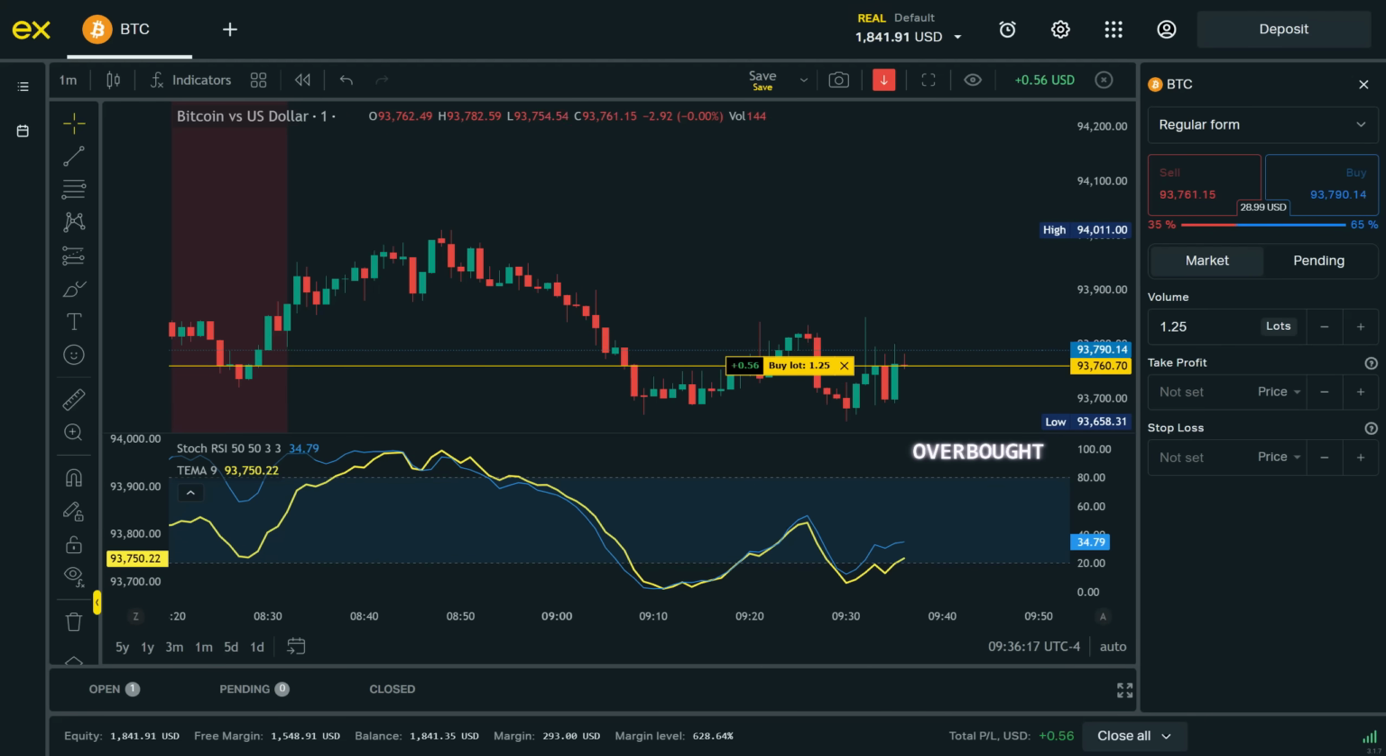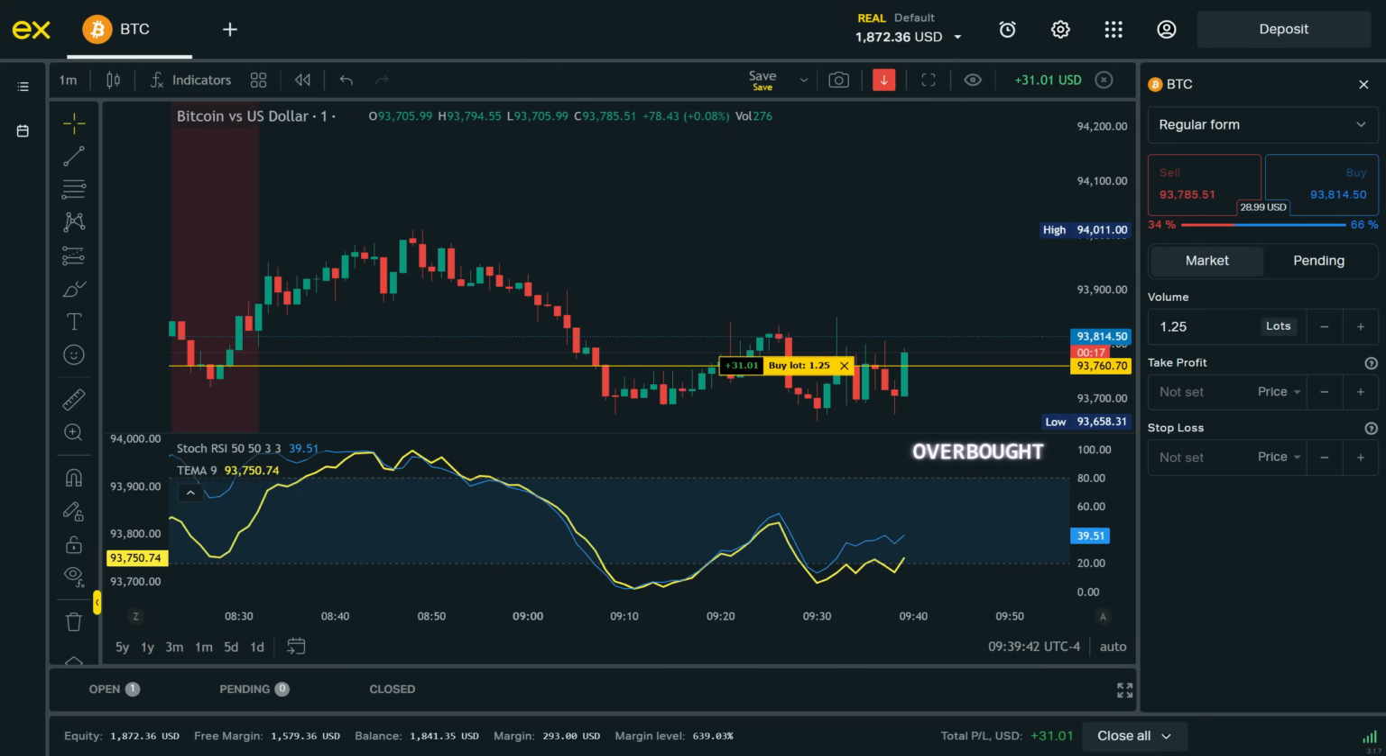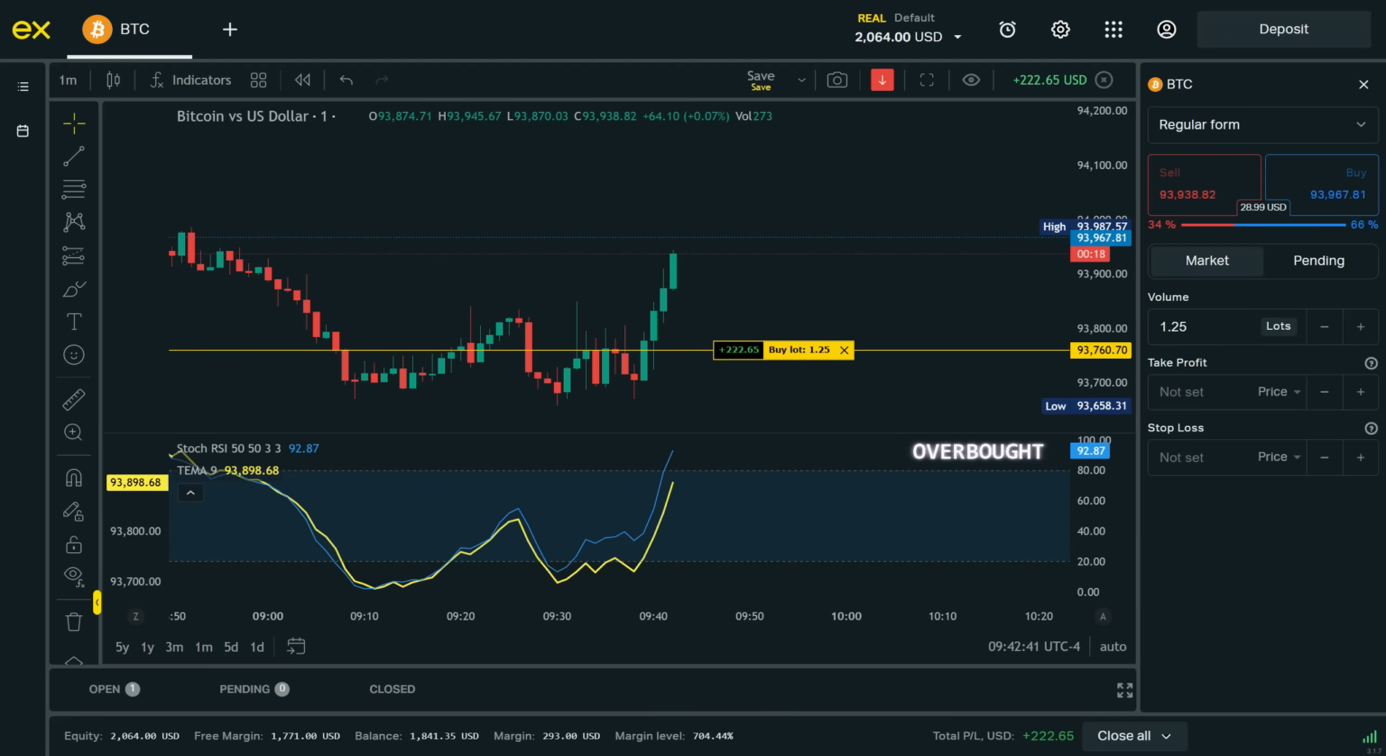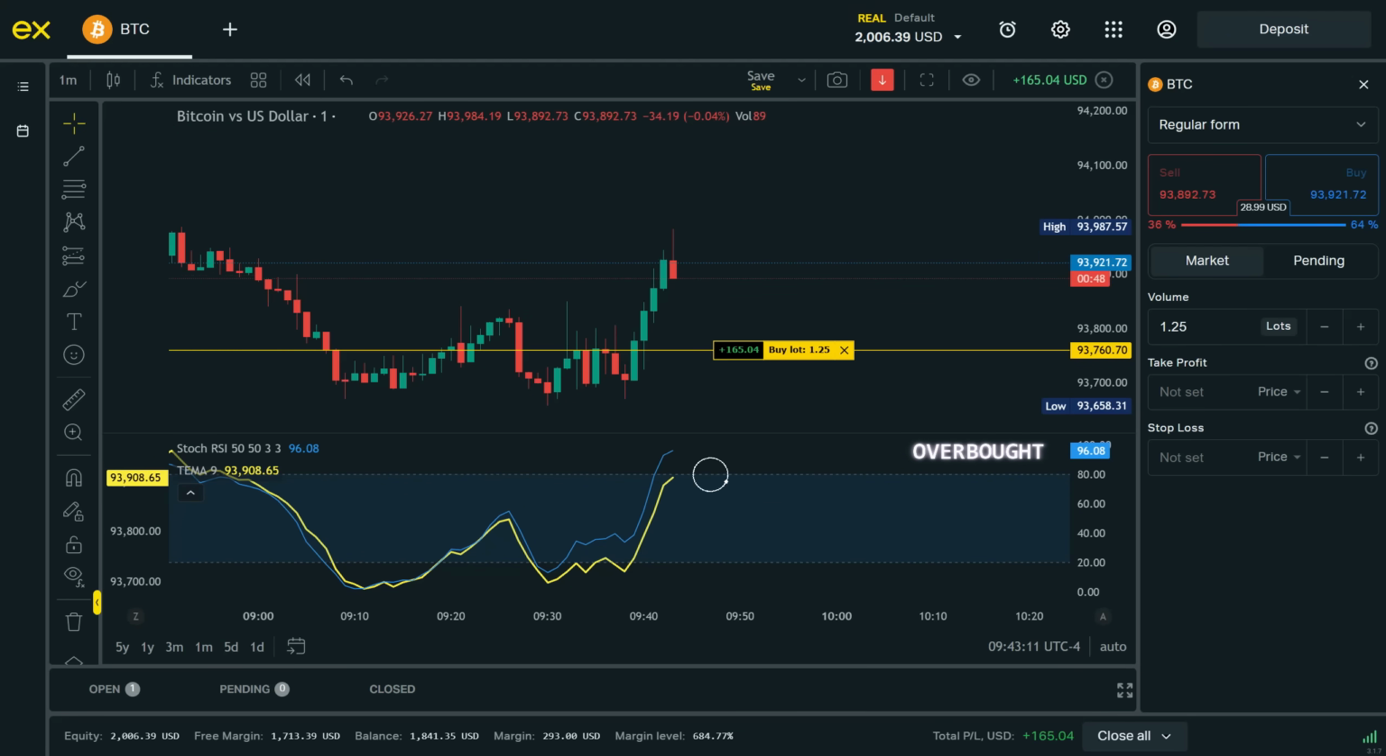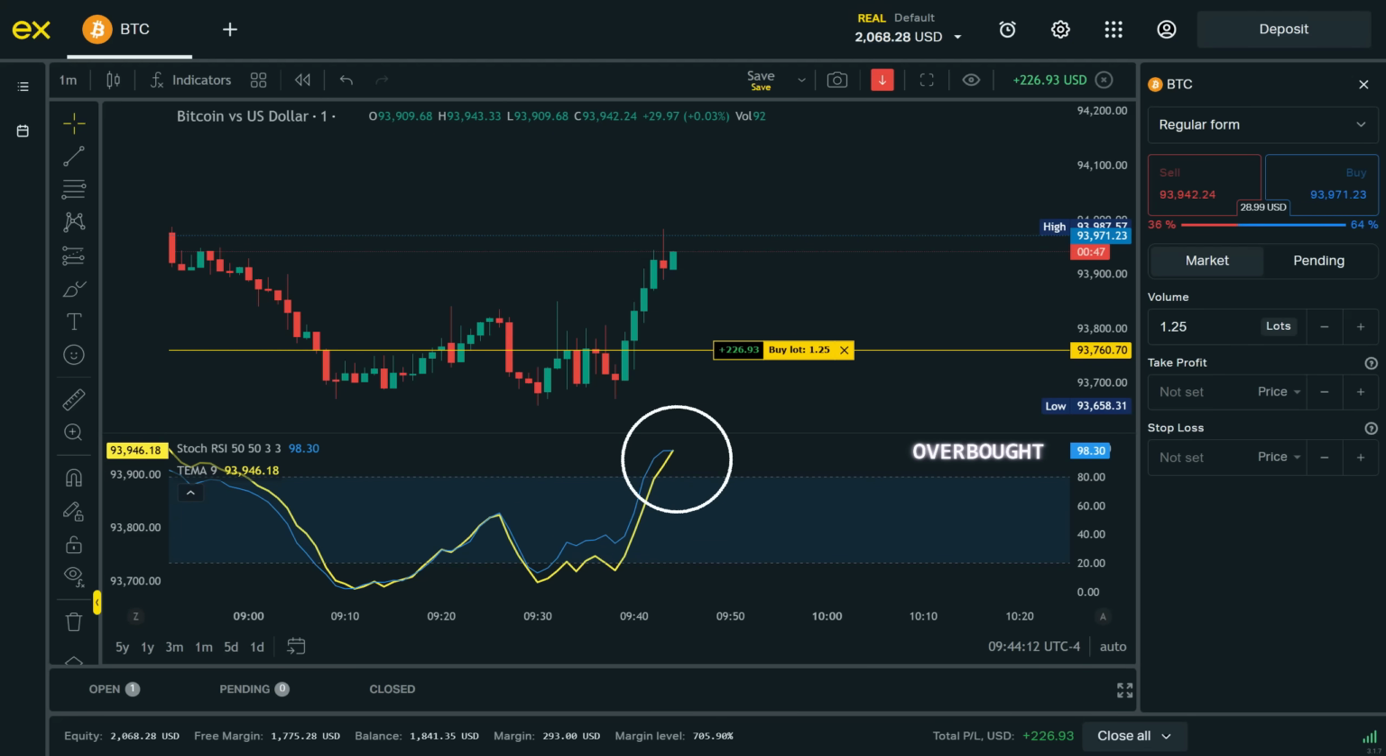The market has now reached the overbought zone, and the blue line has crossed below the yellow line. That's my cue to exit the trade and book the profits. It's a clean textbook trade, entered with confirmation, managed with discipline, and exited with confidence. And with that, we wrap up this live trading session.